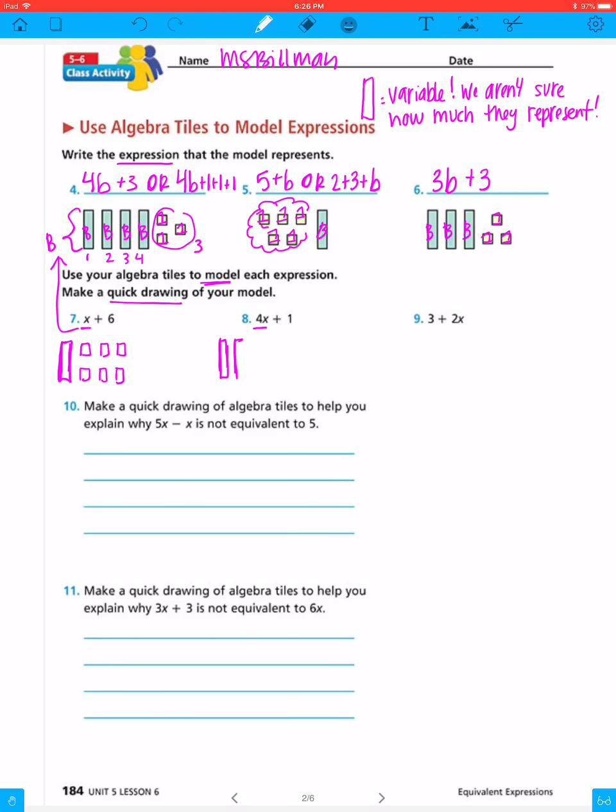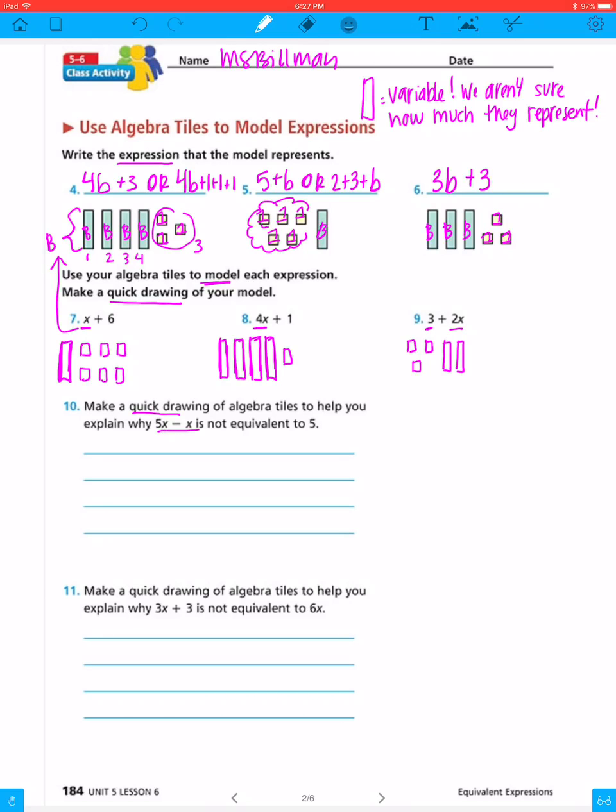On number 8, it's 4x plus 1. I'm going to draw 4 long, or the ones that look like rectangles, 4 x's, and just 1. So press pause and try number 9 on your own. Okay, so number 9 is 3 plus 2x. I'm going to draw 3 individual little ones and 2 long rectangles representing my 2x. So hopefully yours look like mine.